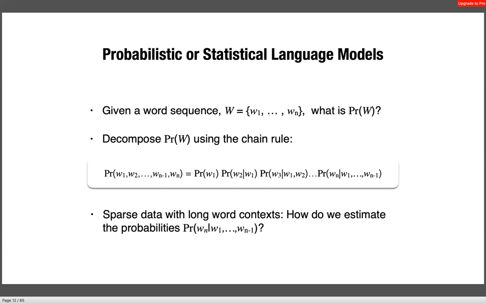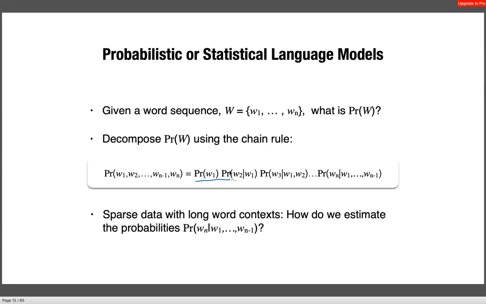So you can write W as, you can decompose probability of W using just your product rule. So the chain rule. So here is the decomposition, right? Which all of you recognize. Now, immediately when you look at this decomposition, what is the challenge?